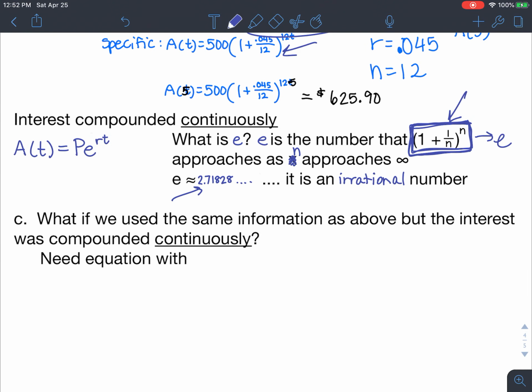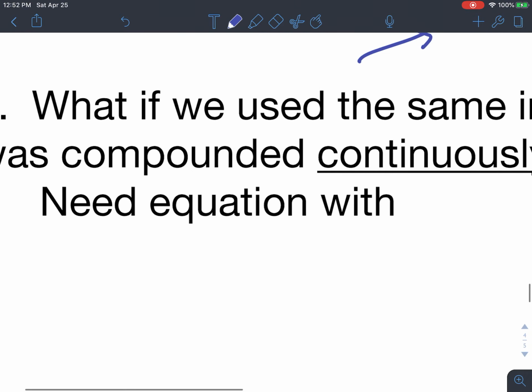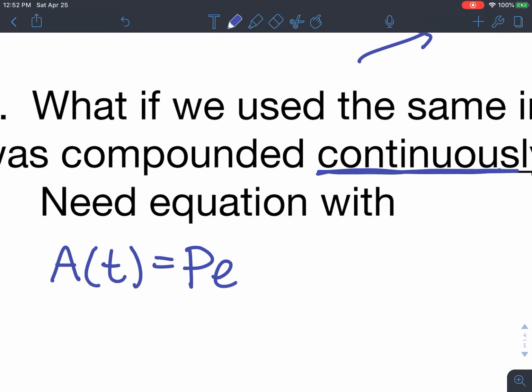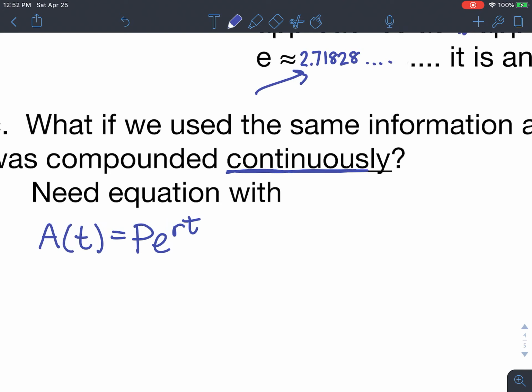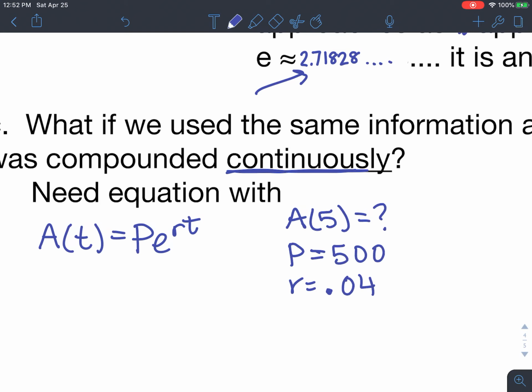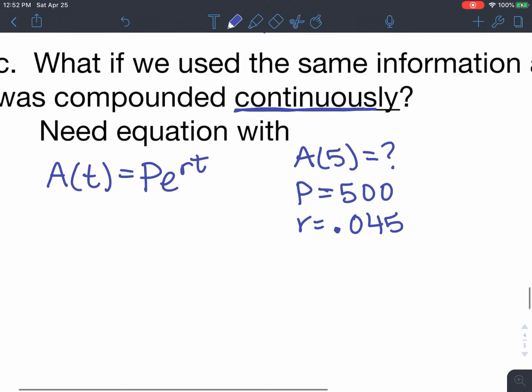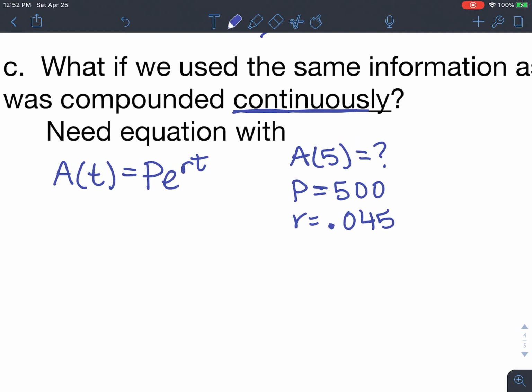Okay, so we're going to use the same information from above, but we're going to compound the interest continuously. So that's the word that you need to look for to determine that we need this equation. So it's all in the words. Okay, let's write down what we know. We still want to know A of 5. P is still 500. The rate is still 0.045. But that's all we need to know.